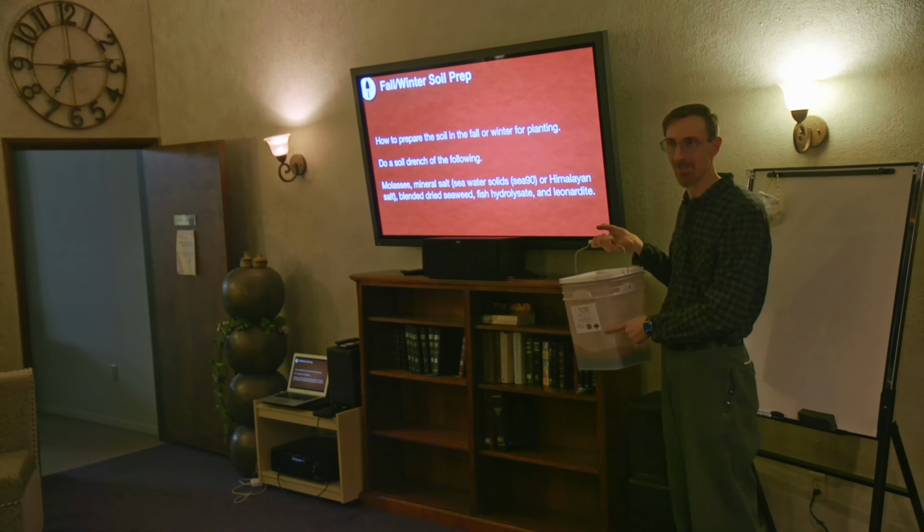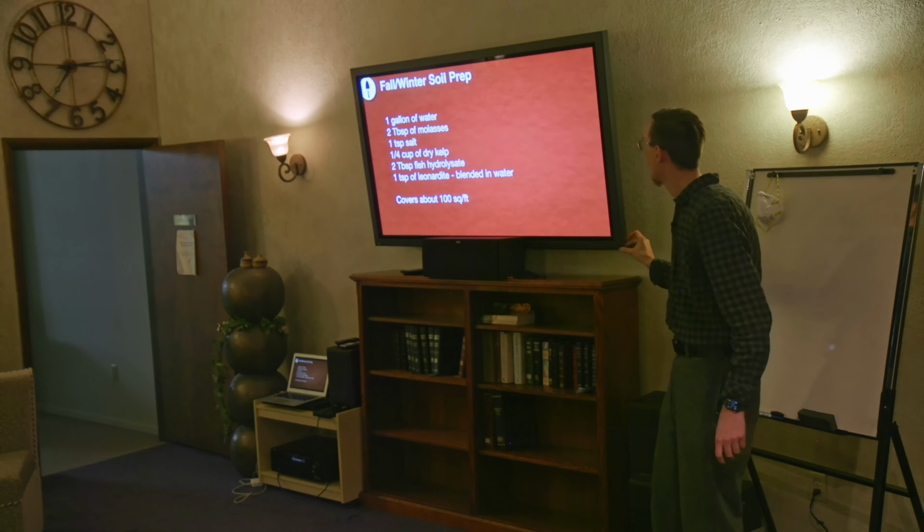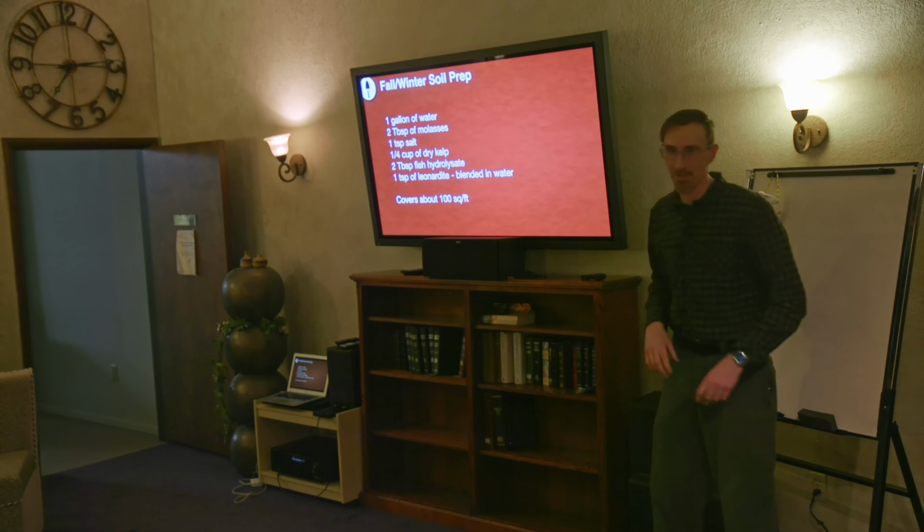So what do you do? You just pour it on the ground? Nope. The recipe is on the next screen. Ah, here's your recipe. So that's where the watering can comes in handy. Then you get your little measuring spoons out from the kitchen. You just remember to return them nicely cleaned.